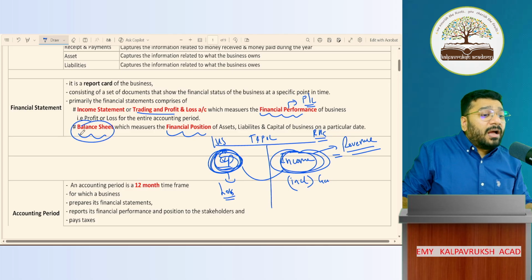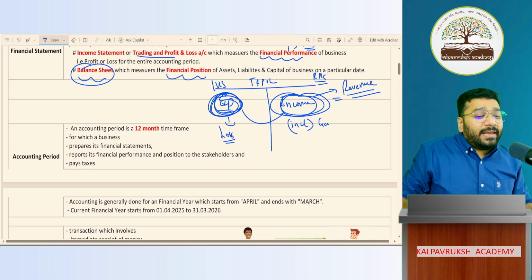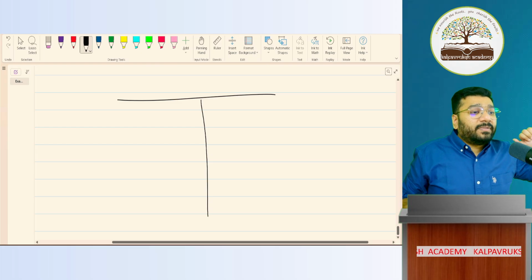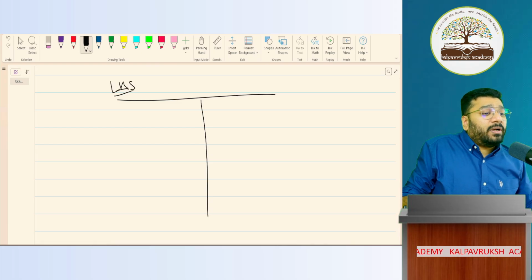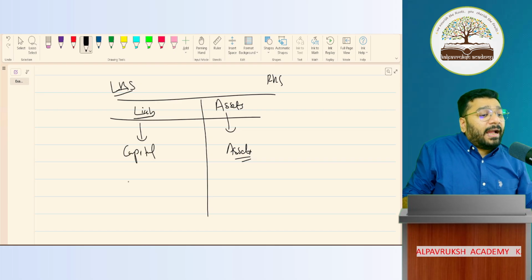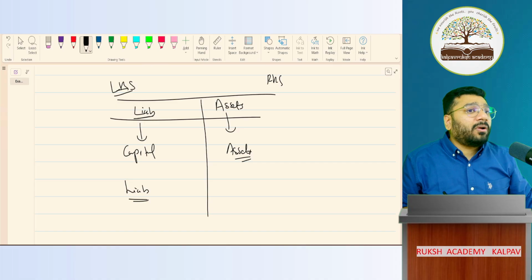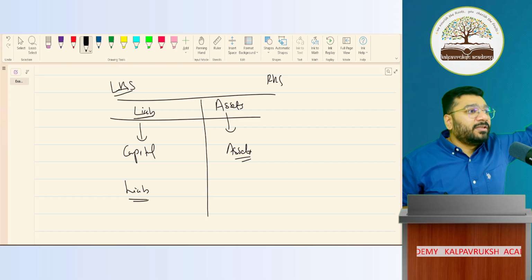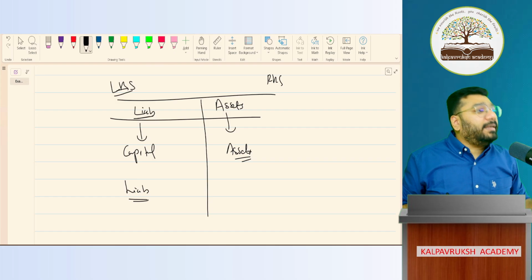In balance sheet, how many items do you capture? The format of the balance sheet also is T-shaped. The left hand side is called liabilities, and the right hand side is called assets. Under assets, you have only one category, assets. But under liabilities, you have two categories: one is called capital, another is called liabilities. This format is a screwed up format, but this is the format that we have been following for decades.